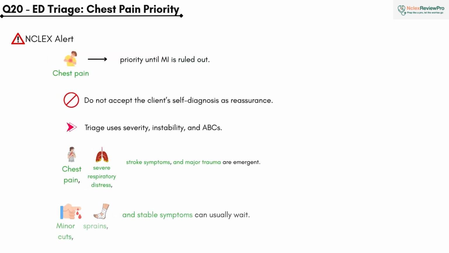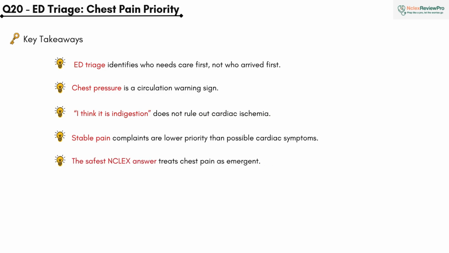Now, here is the NCLEX alert. Chest pain is priority until myocardial infarction is ruled out. Do not accept the client's self-diagnosis as reassurance. Triage is based on severity, instability, and ABCs, not who arrived first. Chest pain, severe respiratory distress, stroke symptoms, and major trauma are emergent. Minor cuts, sprains, and stable symptoms can usually wait. The key takeaway is this: ED triage identifies who needs care first, not who arrived first.